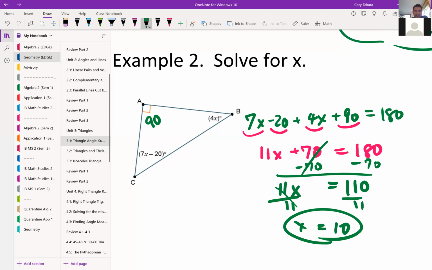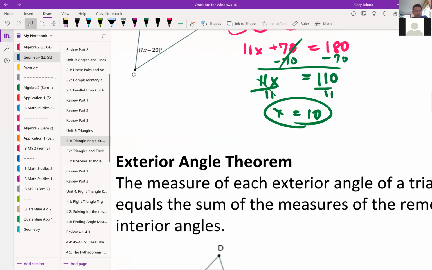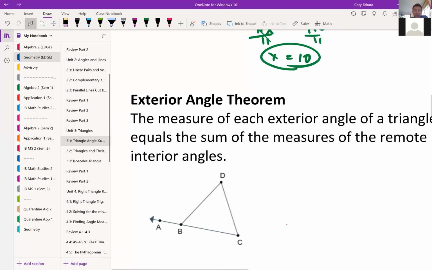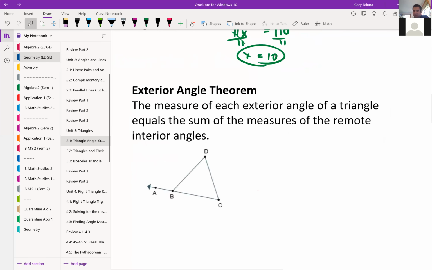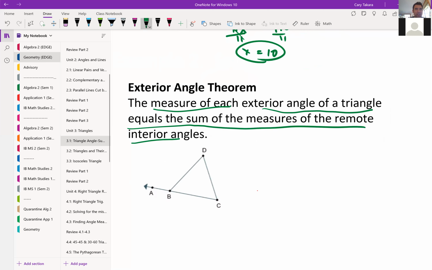All right. Well, are we ready to move on? There is another theorem. Again, theorem is the proven math rule, okay? Think of it that way. It sounds really complicated, but it is not, but please bear with me. It says the measure of each exterior angle of a triangle equals the sum of the measure of the remote interior angles.